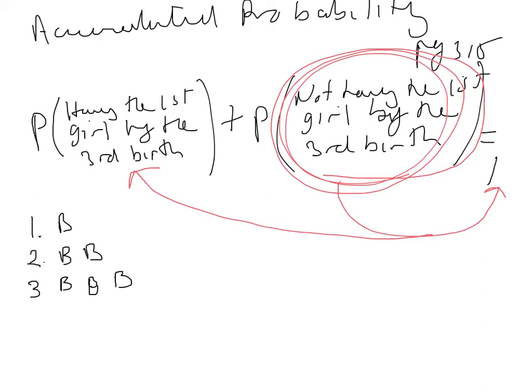Well, remember, in the general population, for every 100 births, 51 of those are going to be boys. So, the probability of this event is going to be 0.51. The probability of this one is going to be 0.51 times 0.51. The probability of this one is going to be 0.51 times 0.51 times 0.51. And that's okay.